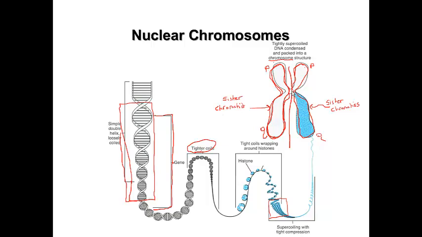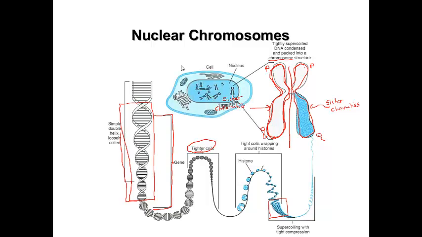And how it is that you come about creating two identical copies of a chromosome is for a future topic. So stay tuned. And then here, this is cute. This is just showing these chromosomes floating around within the nucleus of the cell, just to give you even a further level of perspective.